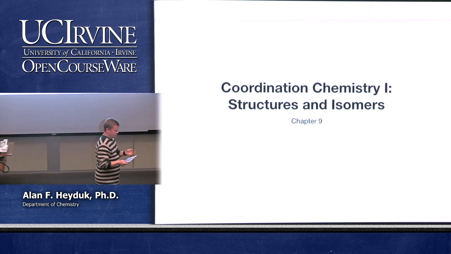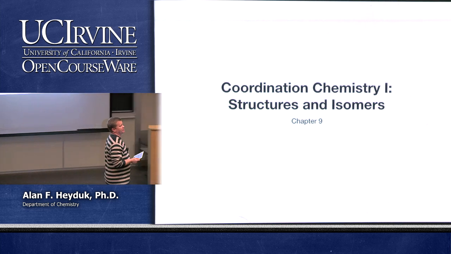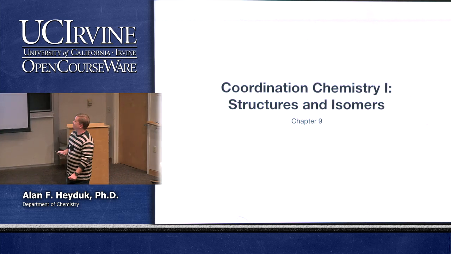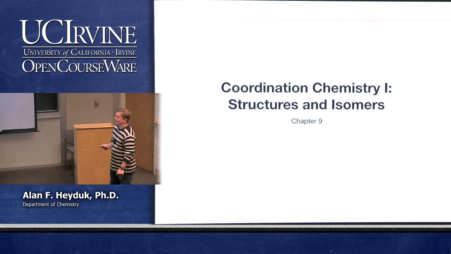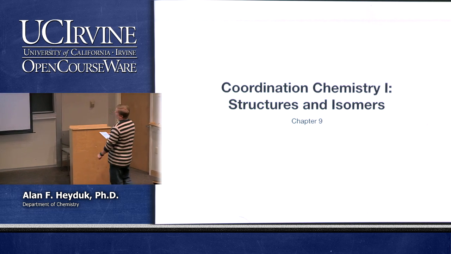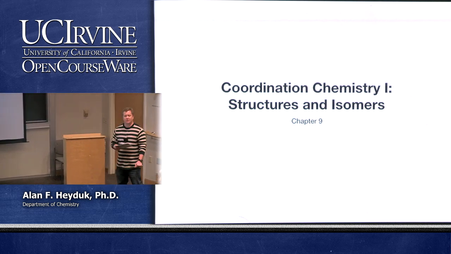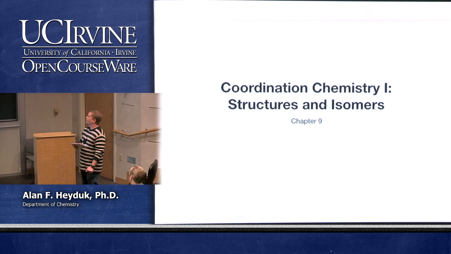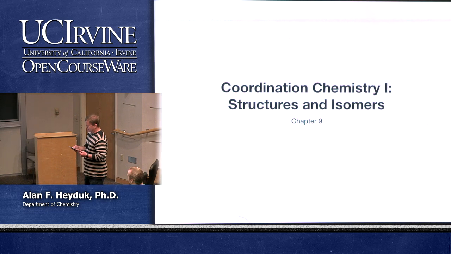Okay, so Coordination Chemistry 1. They ran out of creative names, so we're going to go through chapters 9, 10, 11, and maybe 12, which are Coordination Chemistry 1, Coordination Chemistry 2, 3, and 4. But we're going to start with structures and isomers.